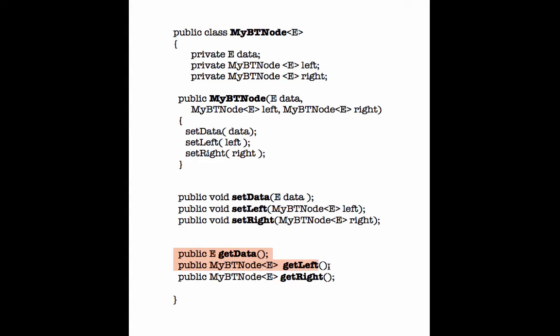And then we have three accessors, which are the getData that retrieves the object stored in the data field, getLeft, and getRight are going to give you a reference to the left child of the node that you're inspecting, or a reference to the right child of the node that you are inspecting. So as you can see, the modifications are very basic.